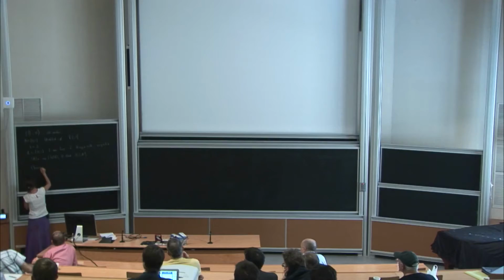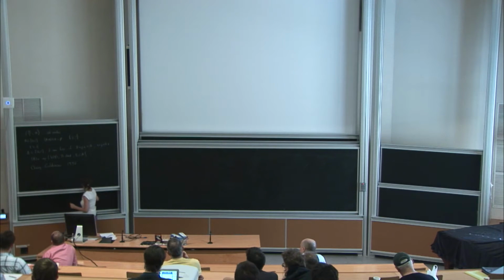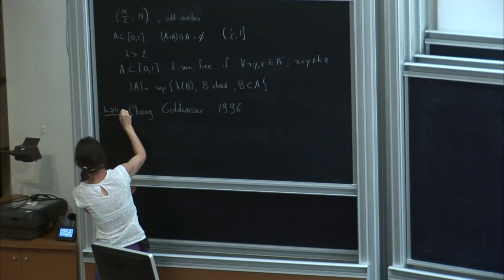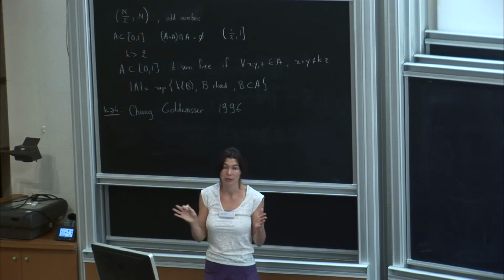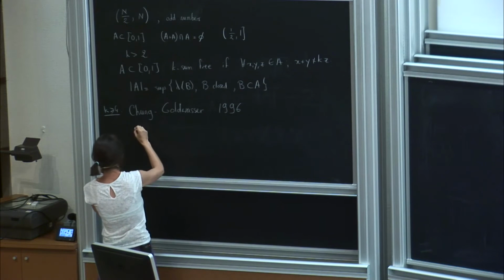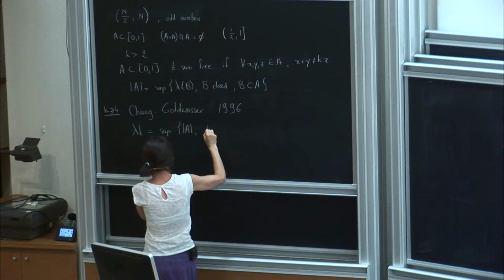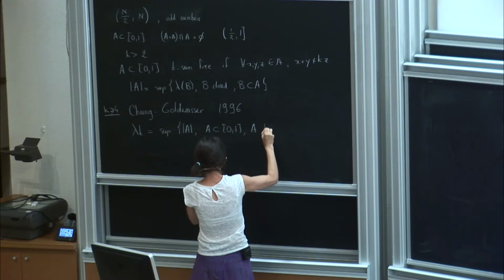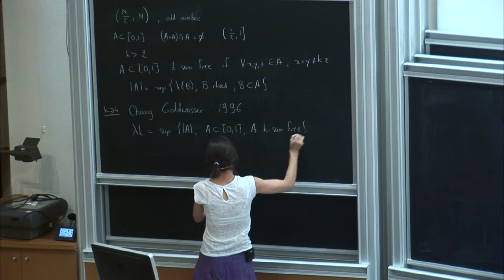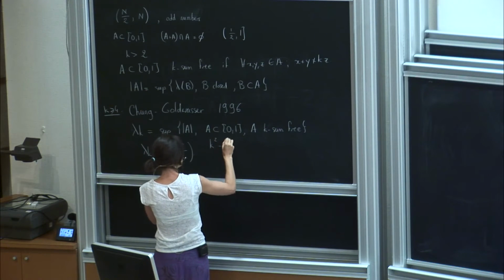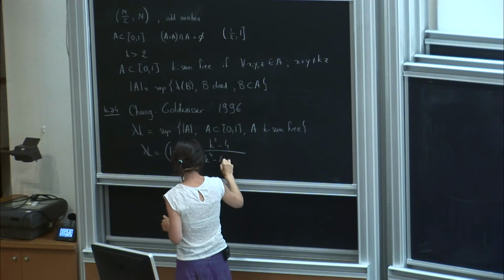So this problem was studied by Chung and Graham, who proved in 1996 that for k larger than 4, so they did that for integers only, but it works exactly the same if you take a real number larger than 4, the maximal size, which I will write lambda k, the supremum of the measure of A such that A is a subset of [0,1] and A is k-sum-free, is equal to 1 minus 2 over k times (k squared minus 4) divided by (k to the 4 minus 2k squared minus 4).